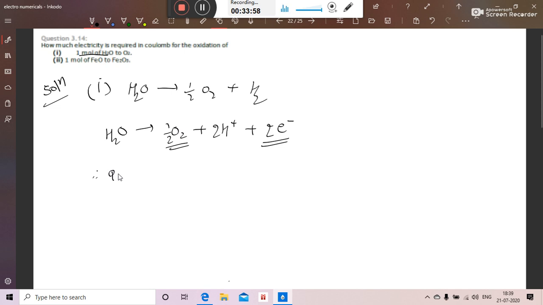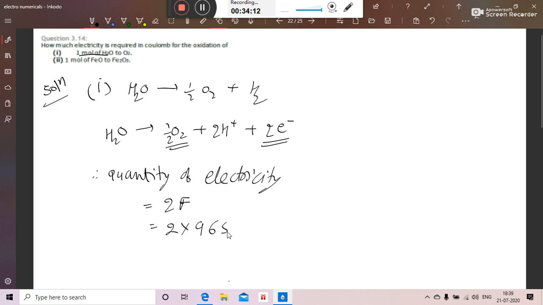So here quantity of electricity is equal to 2 Faraday. So in terms of coulomb, we have to find out the final answer. So 2 into 96500. So that will come out as 1,93,000 coulomb. So that is our first answer.